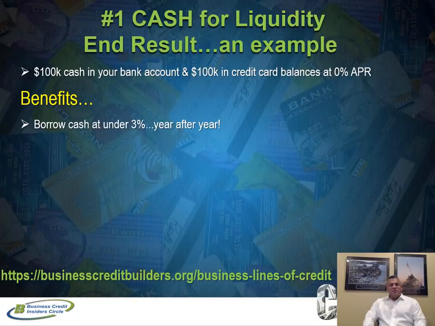So what are the benefits of doing that? You're going to have $100,000 cash in the bank, so you can put that money to work right away to do what you need to do, whether it's investing in real estate, etc., or scaling your business. But now you have $100,000 in credit card balances as well.